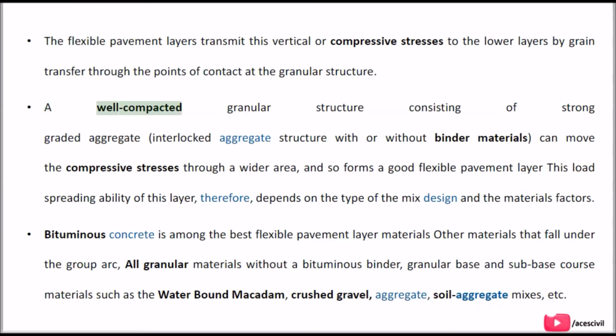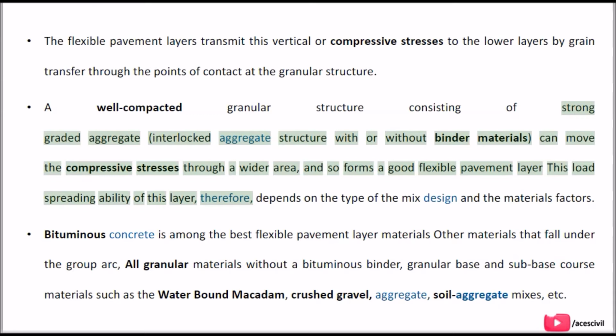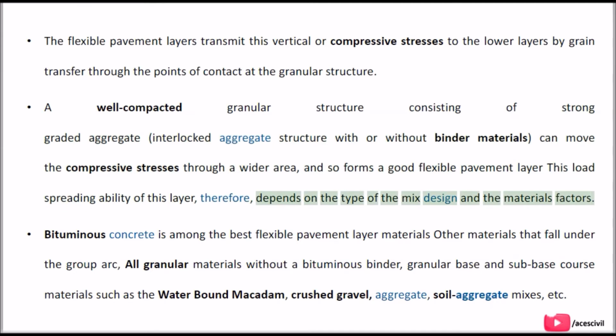A well compacted granular structure consisting of strong graded aggregate, an interlocked aggregate structure with or without binder materials, can move the compressive stresses through a wider area, and so forms a good flexible pavement layer. This load spreading ability of the layer therefore depends on the type of the mix design and the material factors.